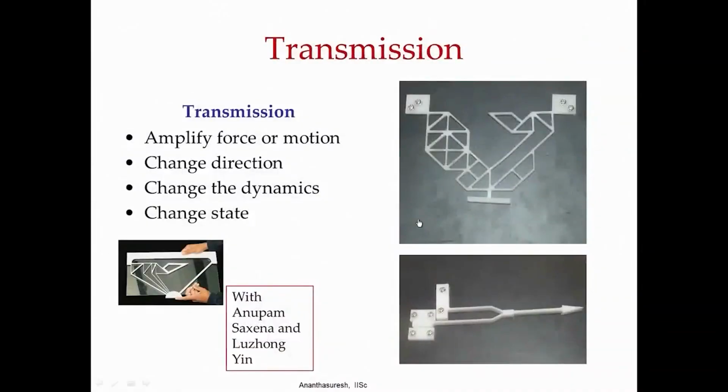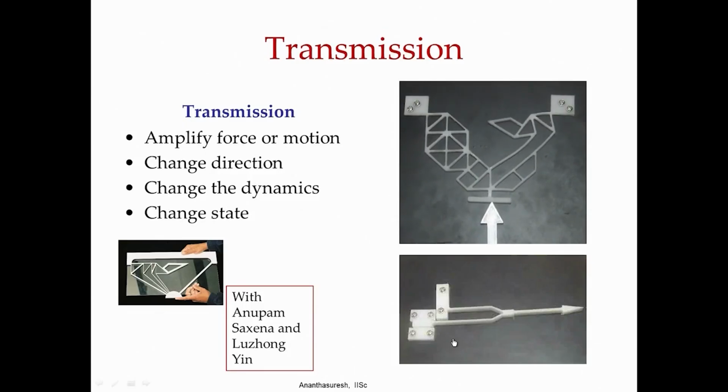Let us look at the screen first. There are these movies of real prototypes where you are applying a force. It is just a big aluminum arrow that we have made to illustrate. So, you apply a force here, and it moves with a large displacement over there. This is a displacement amplifying compliant mechanism. Compliant mechanisms can amplify forces or motions, and they can change direction and change the dynamics, and also change state in some sense. If it is a bistable device, it can have two stable states.